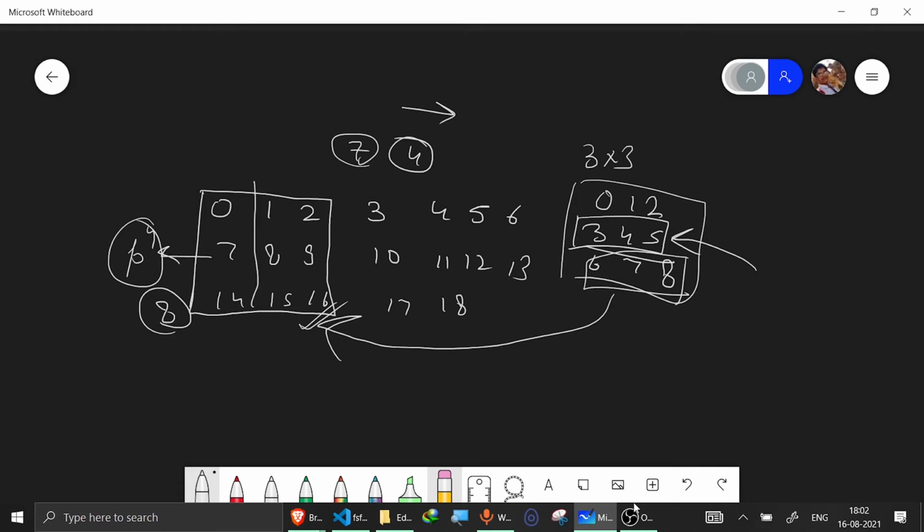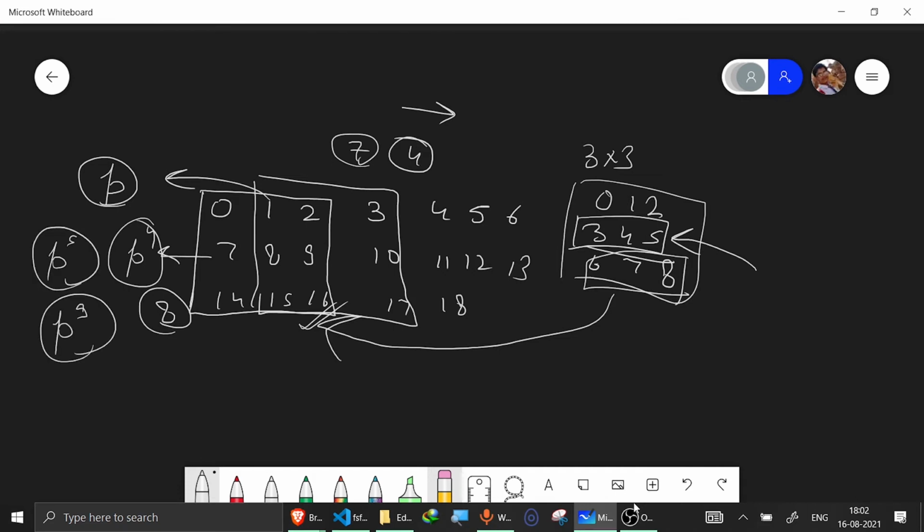Now, let me show you that also. Suppose I am moving one forward. So you can see that here I would need to extra multiply by p. Here also I would need p raised to the power 5, so I would need to multiply extra p. Here I would also need p raised to the power 9, so I would need to multiply extra p.